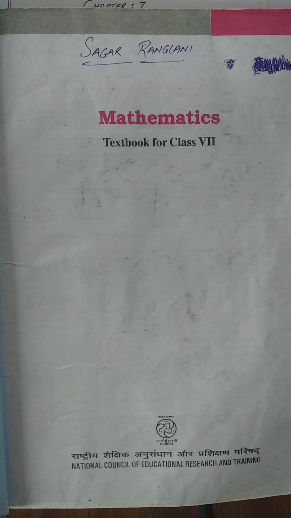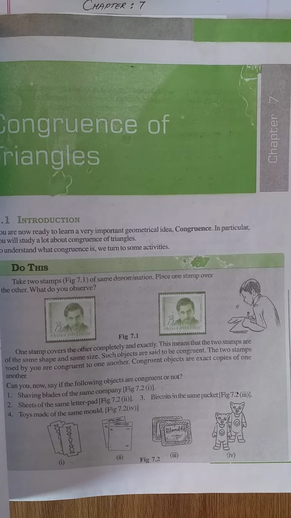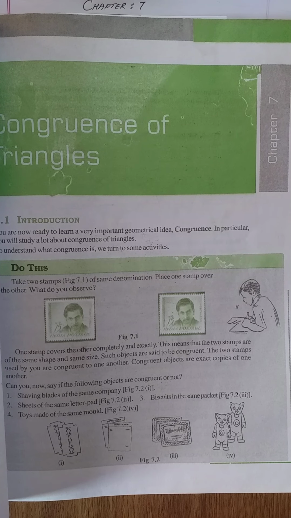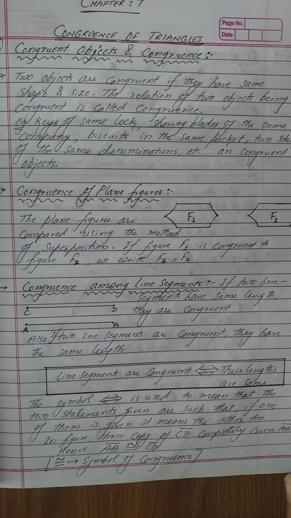Today we are going to start our chapter number 7, Congruence of Triangles, in the Mathematics subject for grade 7th. I have prepared separate notes for your reference. I will be sending a PDF file along with this video having solutions of different exercises and notes. You have to write down the notes and exercise in your mathematics notebook. So let us start with our chapter number 7.